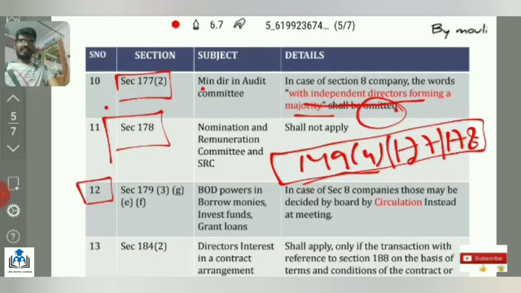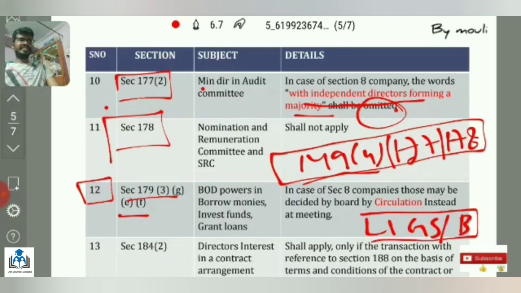Coming to our next point, 12, 179(3)(g)(e)(f). What is 179? Powers of the board. What is 179? The prescribed general powers of the board. 180 gives the restrictions, right? In 179, subsection 3, there are points G, E, F. In that points, the points are relating to the investments, borrowing of funds, giving guarantees, giving securities. Those points are there. What is the points? Loans, investments, guarantees, securities and borrowing of funds.